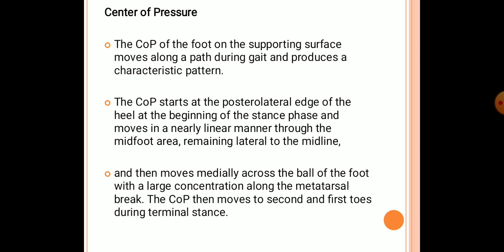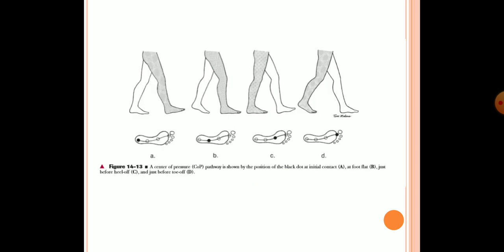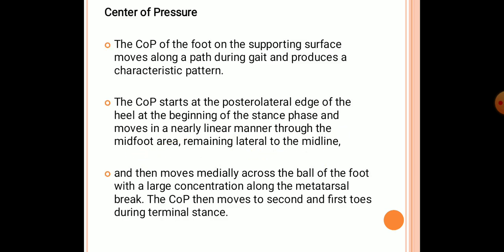The center of pressure starts at the posterior lateral edge of the heel at the beginning of stance phase and moves in a nearly linear manner to the midfoot area, remaining lateral to the midline. So this is how the center of pressure varies in each of the phases of the gait cycle.